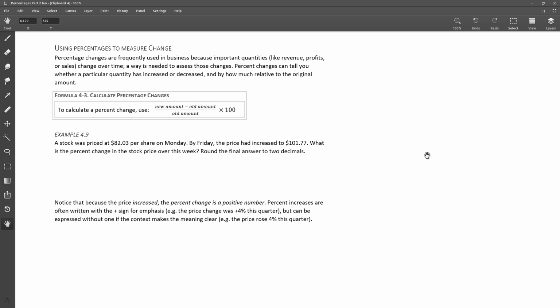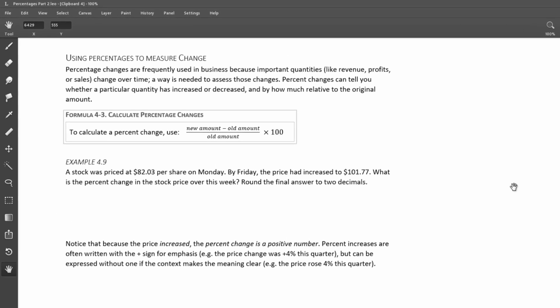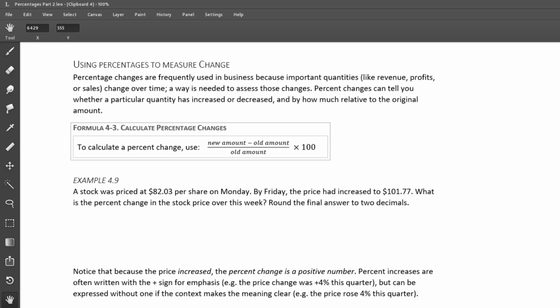Another major application of percentages in business is using them to measure change. Percentage changes are frequently used because important quantities like revenue, profits, or sales change over time. There needs to be a way to assess those changes, to analyze those changes, to compare them in ways other than just looking at the raw numbers.